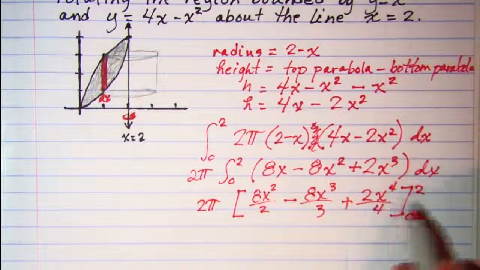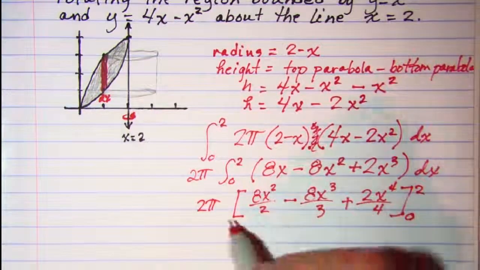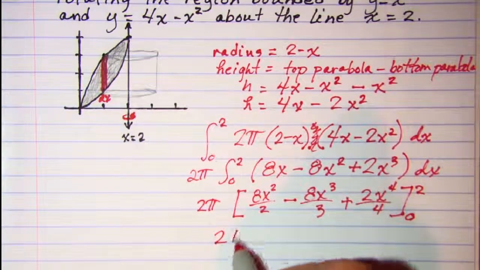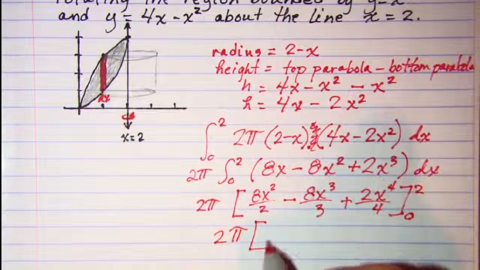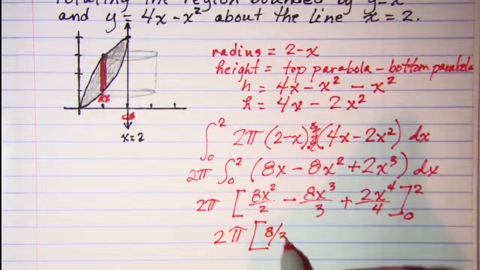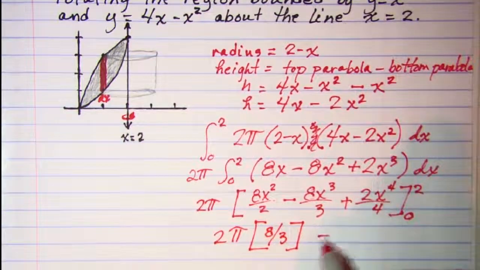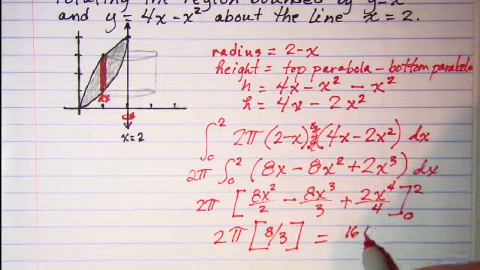So when I sub in 2 and do the math, I get 2 pi times 8/3. This product is 16 pi over 3.